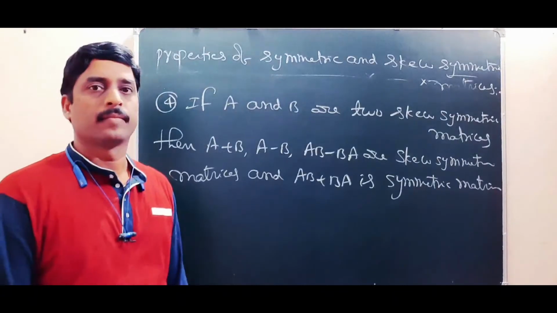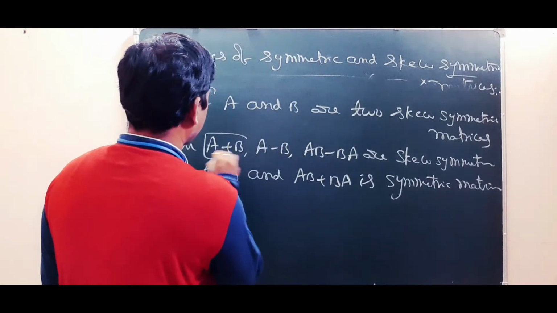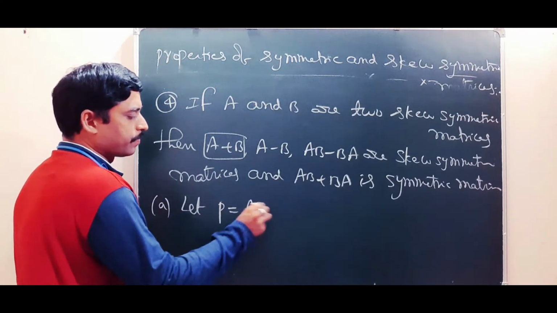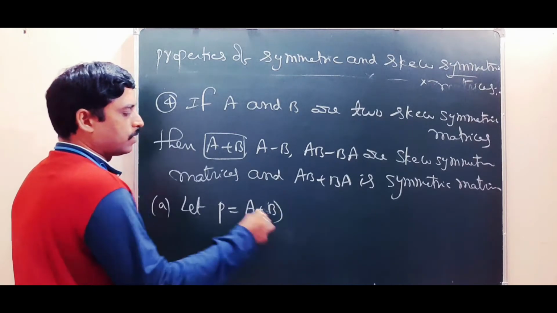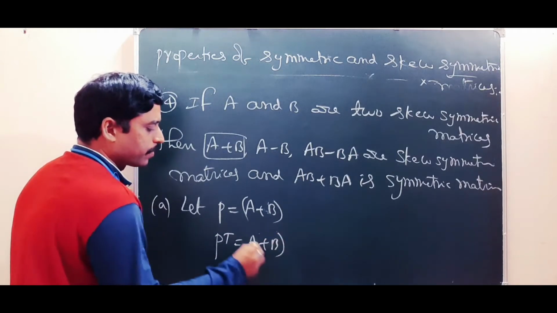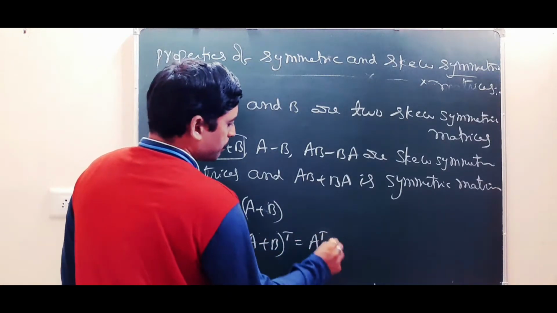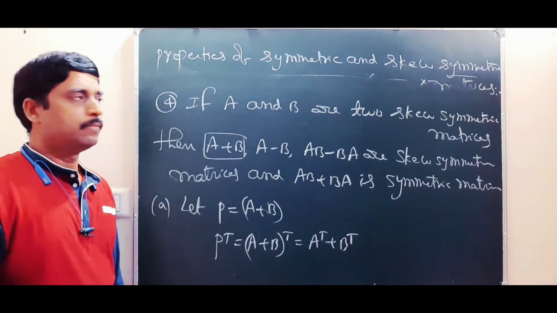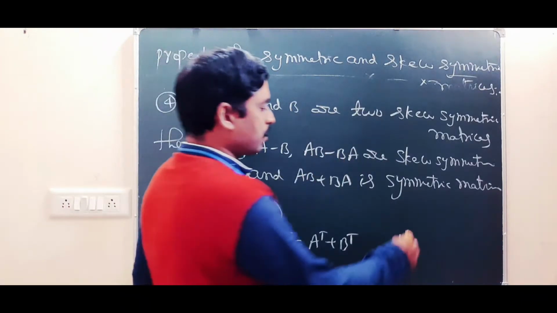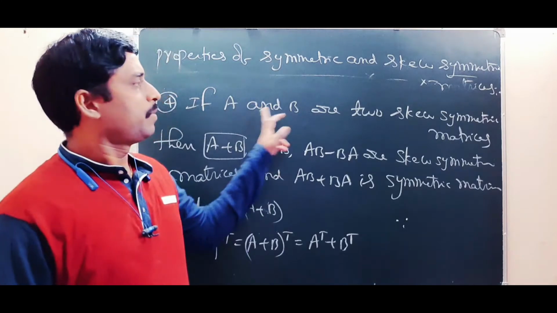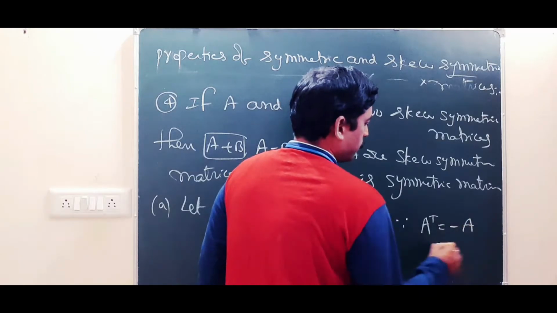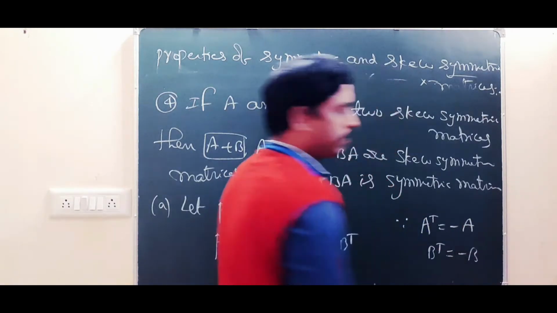Okay, now let us explain this point, starting with A plus B. Let us take A plus B is equal to P. Now taking transpose on both sides, transpose of P is equal to transpose of (A plus B). It will be A transpose plus B transpose. But from this point, what is given? A and B are two skew symmetric matrices. So the transpose of A is equal to minus A, and transpose of B is equal to minus B.